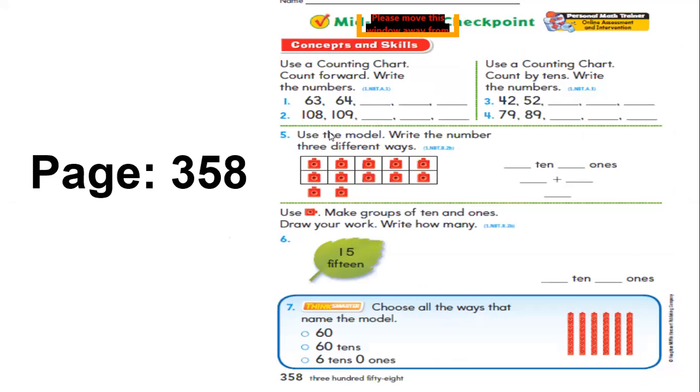On this page, we are going to do the mid-chapter checkpoint. That is the revision of the chapters that we finished. So the first one we have here, use the counting chart. Count forward, write the numbers. So look at the numbers here. We have question number 1, 63. And the next number is 64. So we are going to write the next number.